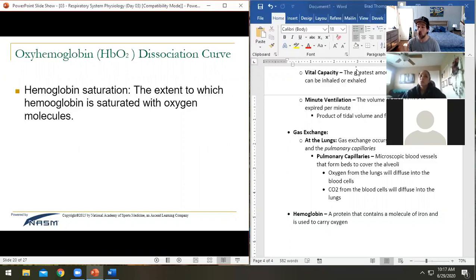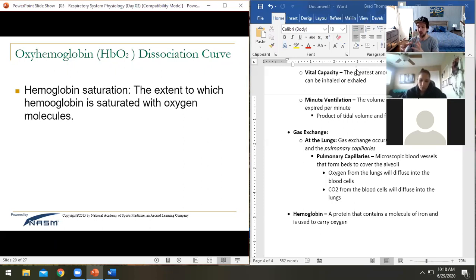This is true of all proteins. Whenever something binds to it, it encourages that protein to change shape. So the first oxygen molecule has a really hard time binding. But then once it finally does, it changes shape, and now that blood cell is more likely to pick up more oxygen molecules, and more, until eventually it's very saturated, and it can't carry any more.